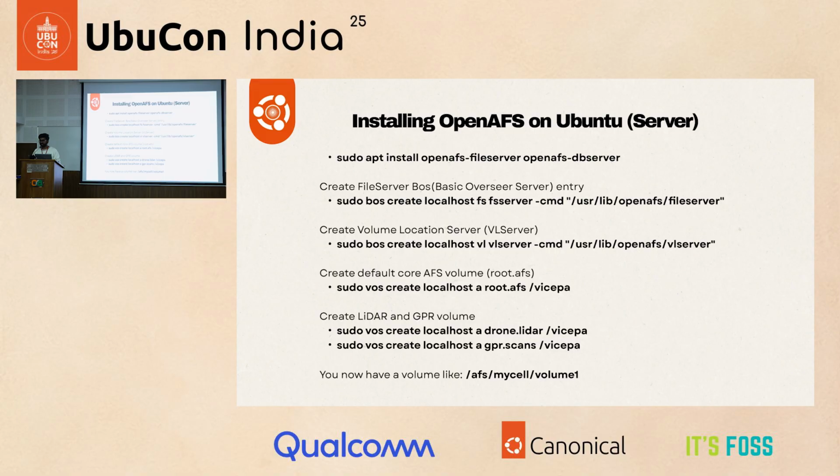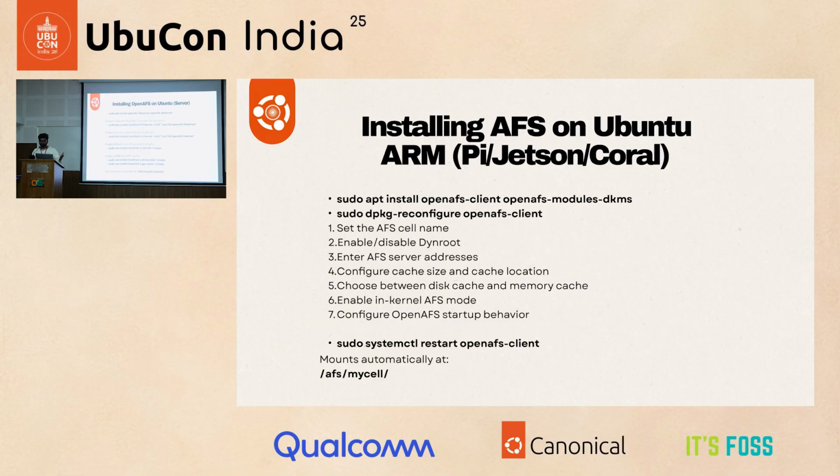while installing. I could not show you how to install this, but there are some commands I have given for you. Installing OpenAFS on Ubuntu server side, we'll be installing the file server and DB servers, creating a file server bos entry, partitioning volumes, and giving default core AFS volumes, creating LiDAR and GPR volumes as well. This will help us define the data in the background.